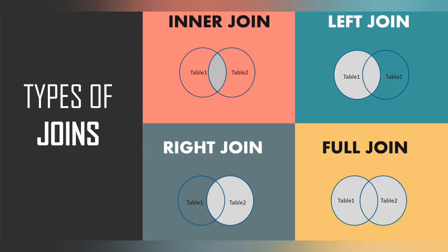The syntax is really simple for all the different types of joins, guys. You just have to change the word in all the different types of joins. For inner join, you use the word inner. For the left join, you use left join. For the right, you use the right join. And for the full join, you use the word full join.